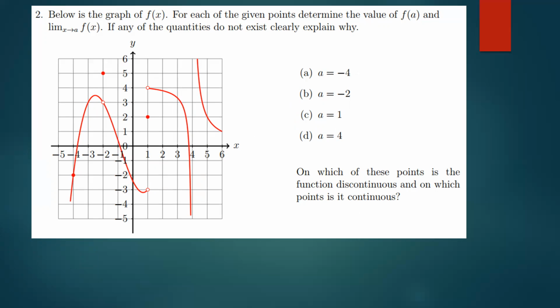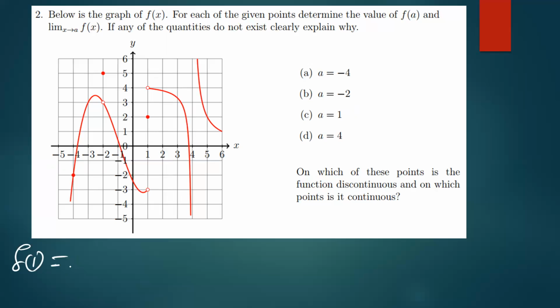So first of all, let us find what f of a is. For f of a, we simply just have to look for a shaded dot there, a bold dot which has no opening inside. I don't know how you can call it, but it's a dot which is shaded. So let us find f of 1.